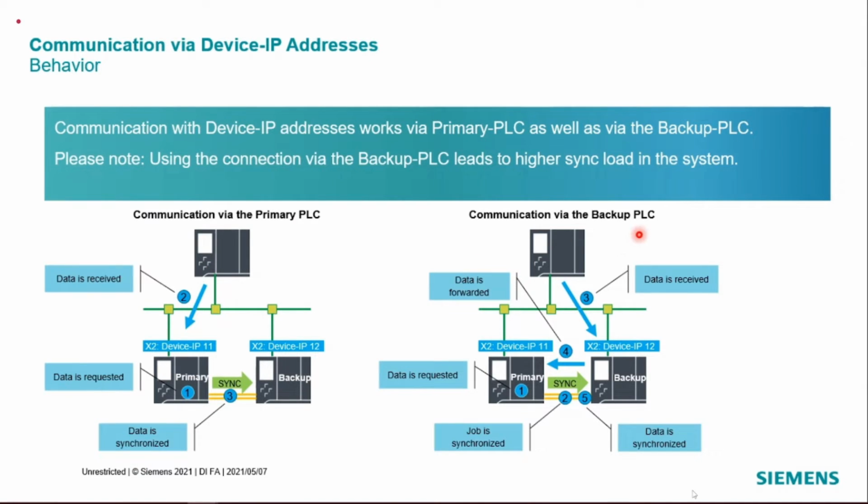But in the case when we are using a device IP via sync, data is forwarded. The first part is data is requested, then the job is synchronized, the third part is data is received, and the fifth part is data is synchronized. So the rest of the data synchronization happens after two steps, which will increase the synchronization load in the system.